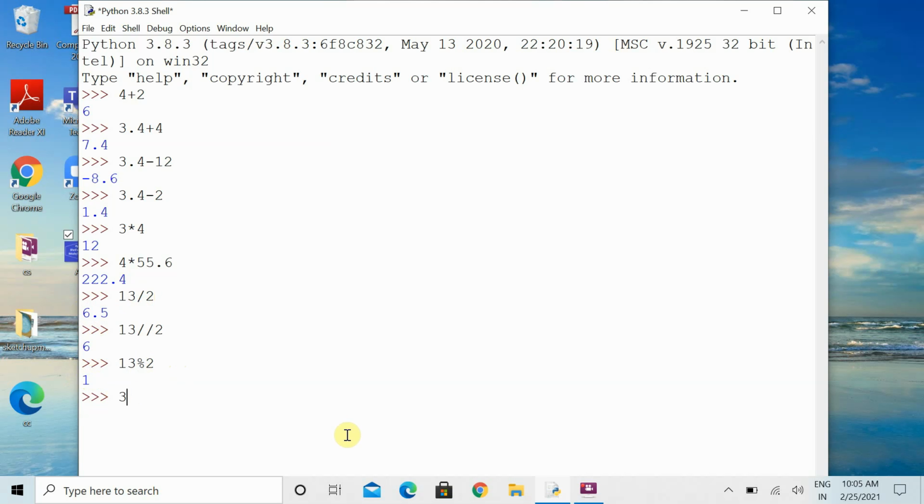Now the last one is the double star symbol. We are using this symbol when we have to do the exponent or power of anything. This shows 3 raised to the power 2. Suppose I am using 4 raised to the power 4 or 5, then it will give us the result. I hope this much is clear to you, the use of the different arithmetic operators with numbers in Python.